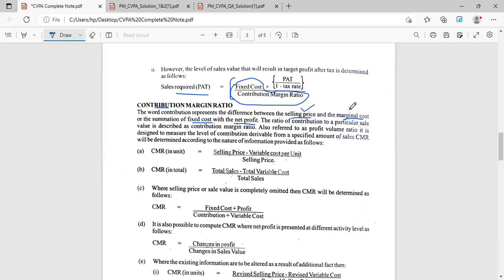Are you getting me? So you will not begin to say, how do I get my contribution since there's no selling price? Please, once they give you fixed cost and once they give you net profit, if you add it together, it will give you contribution. Does it make sense now?